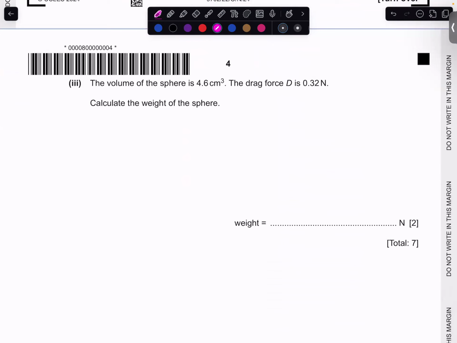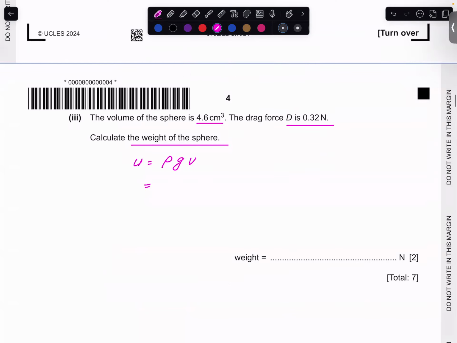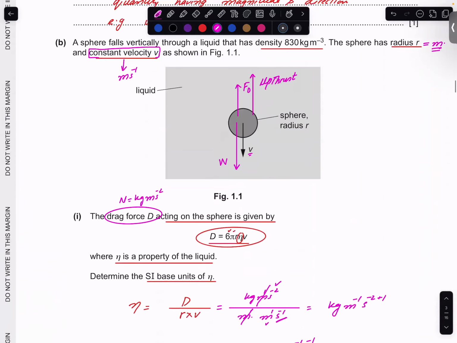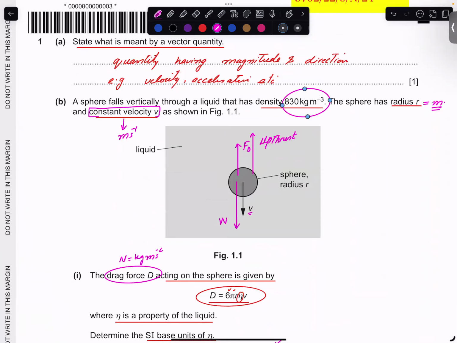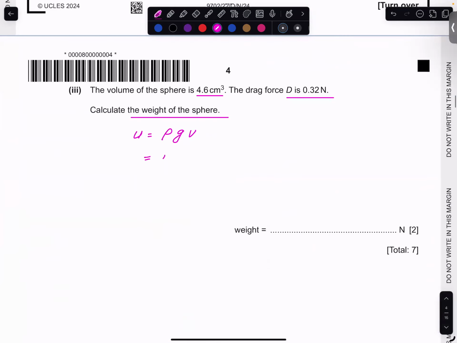Part number 3 of this question. The volume of the sphere is 4.6 cubic centimeter. The drag d is given as 0.32. Calculate the weight of the sphere. Upthrust is equal to rho g v, by Archimedes principle. Density is given in the previous part, 830 kilogram per meter cube. Gravity is 9.8, and the volume is already mentioned, but this volume is in cubic centimeter.